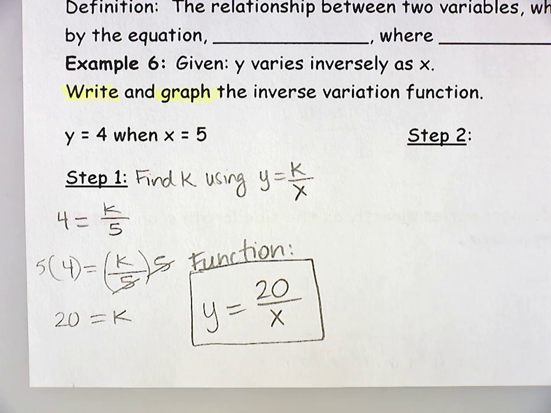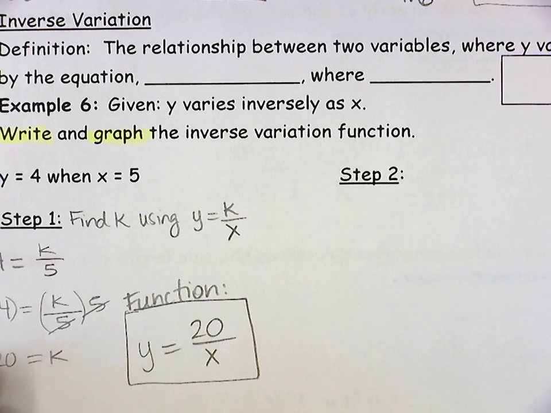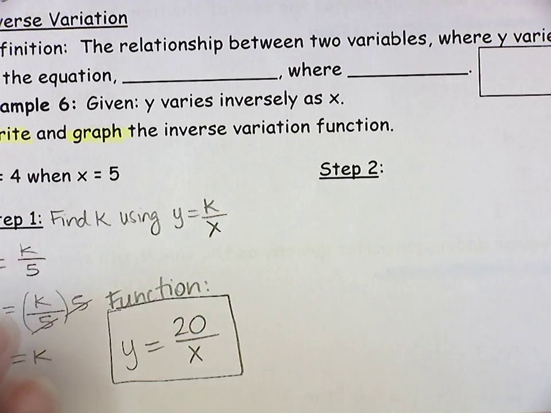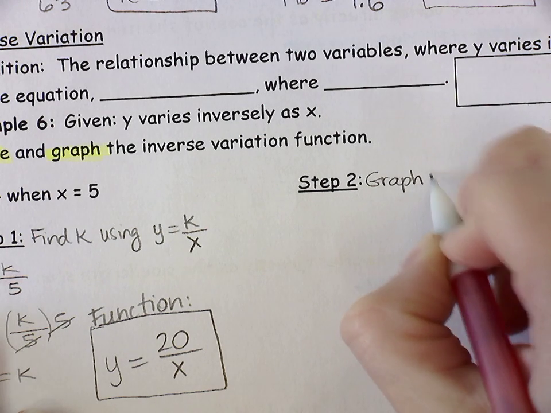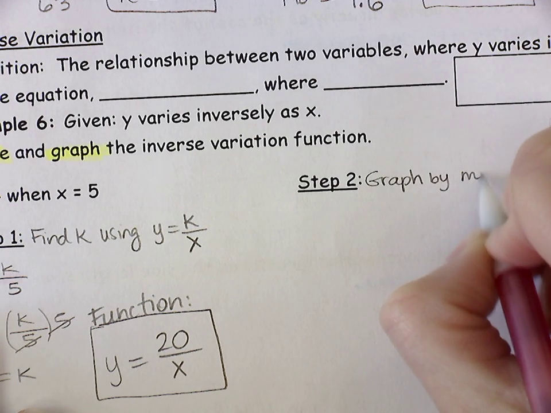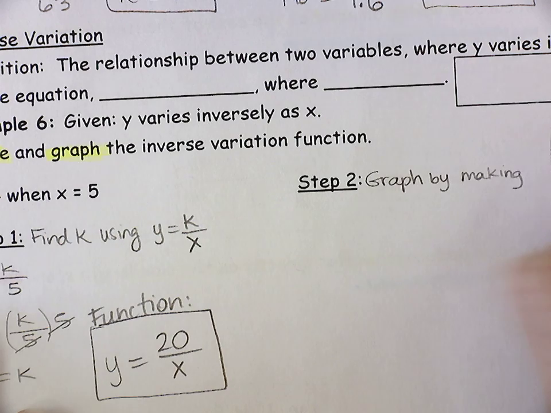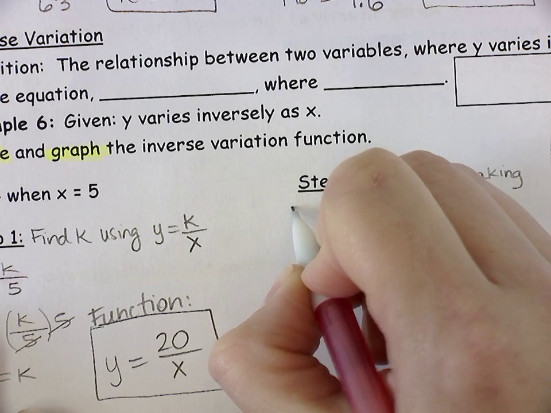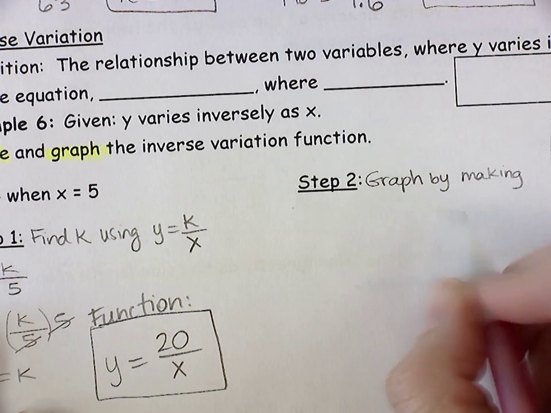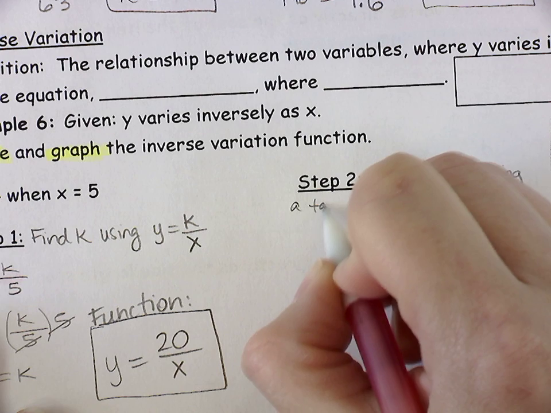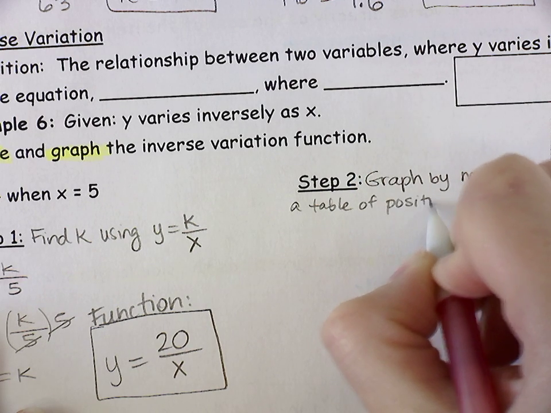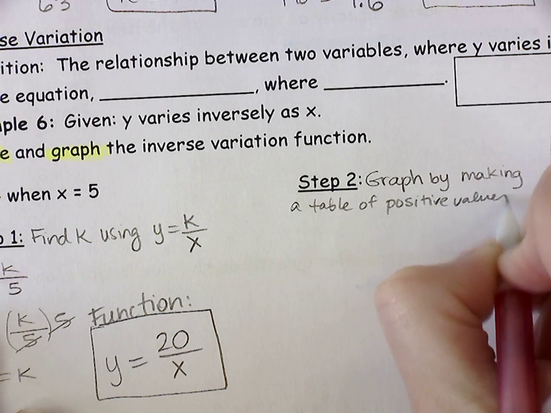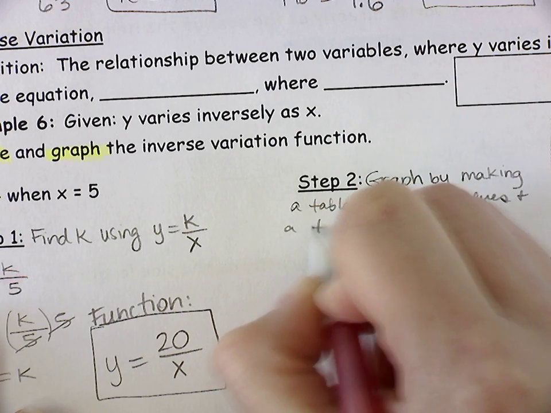Okay, very good. Now, for this one, we're going to graph by making a table. Actually, we're going to make 2 tables. So I'll say by making a table of positive values and a table of negative values. And I'm going to tell you why in a minute.